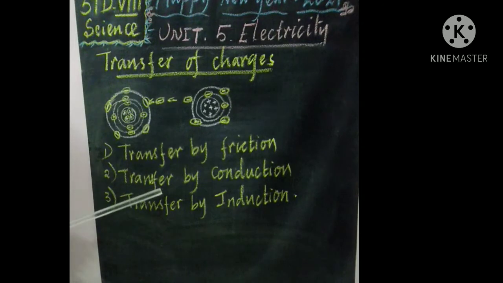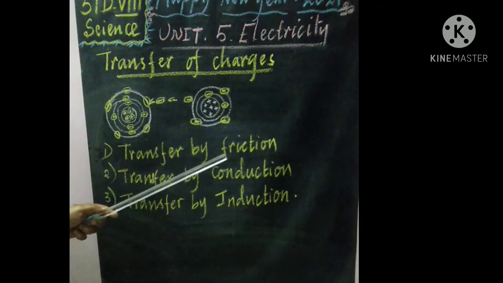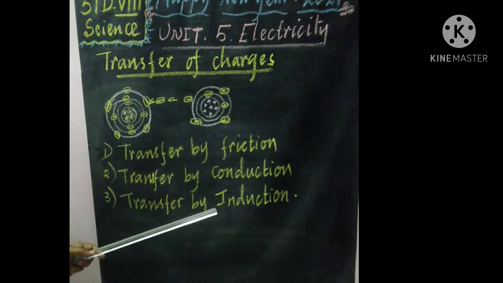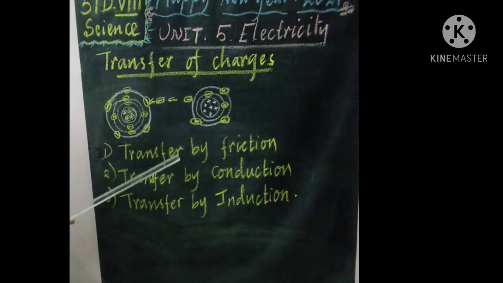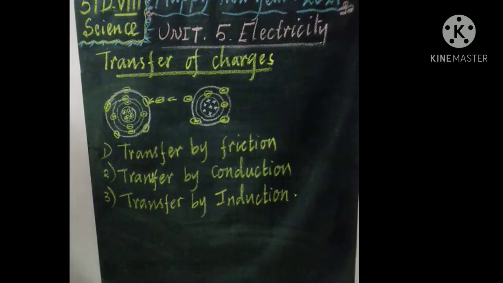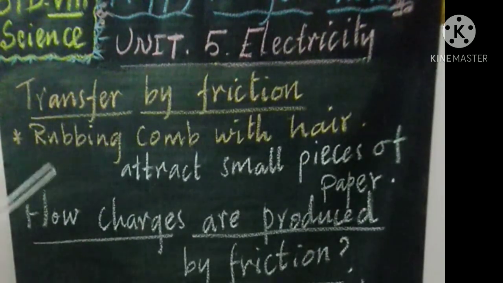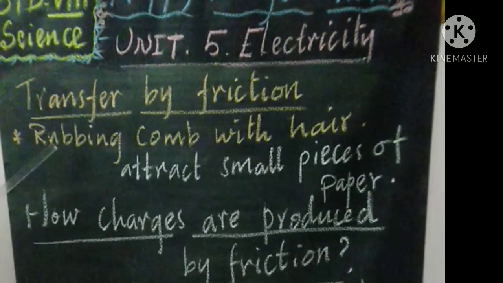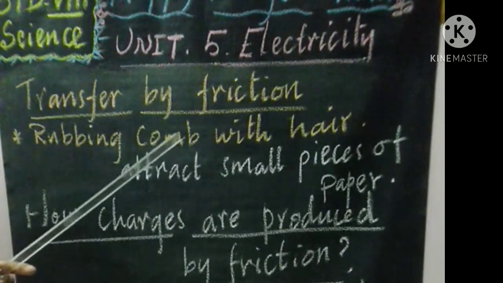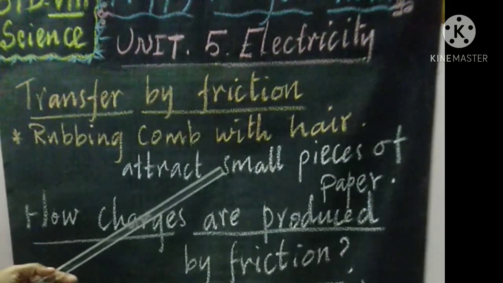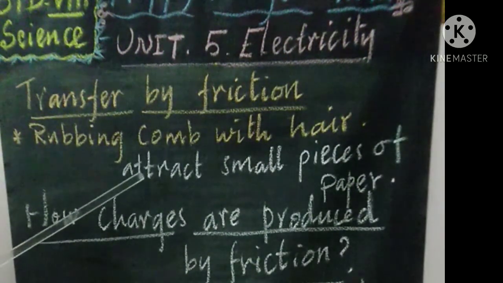This can be done in three ways. One is transfer by friction, transfer by conduction, and transfer by induction. We will see one by one. First one, transfer by friction. This can be explained with a small experiment. Rubbing a comb with the hair can attract small pieces of paper. Shall we see that experiment now?